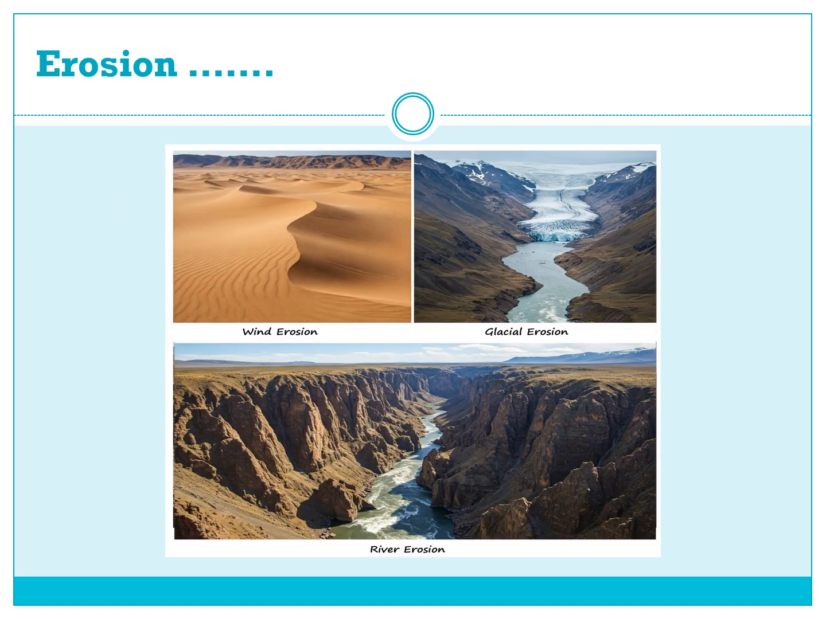These images display landforms shaped by different erosional processes. This is an example of wind erosion. This is an example of glacier erosion. This is an example of erosion by moving water, that is, a river.